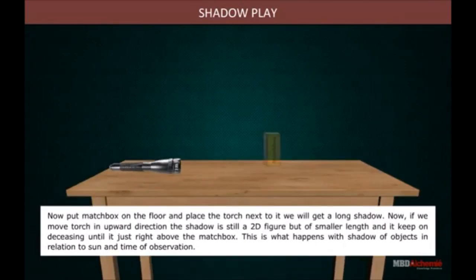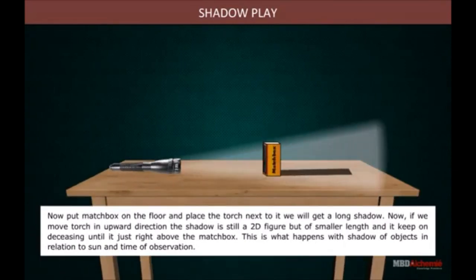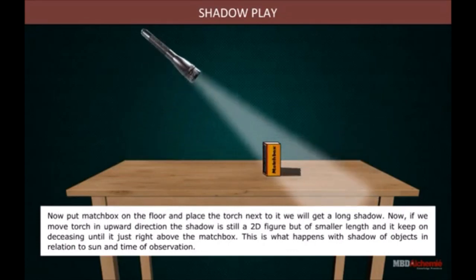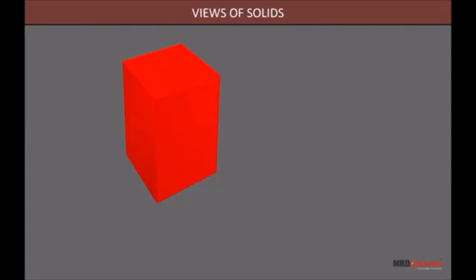Now put the matchbox on the floor and place the torch next to it. We will get a long shadow. Now if we move the torch in an upward direction, the shadow is still a 2D figure but of smaller length, and it keeps on decreasing until the torch is right above the matchbox. This is what happens with the shadow of objects in relation to the sun and time of observation.